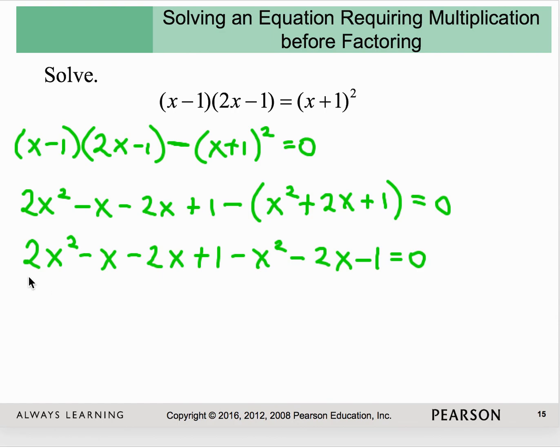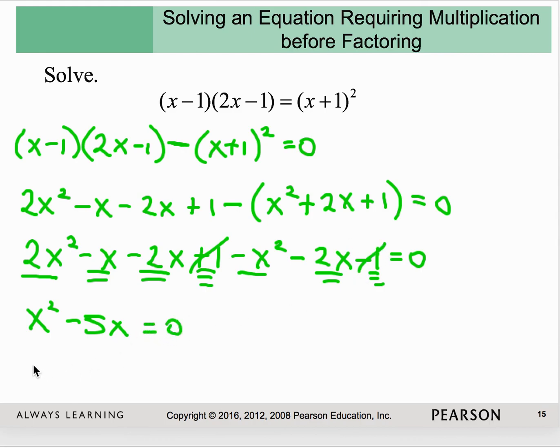Okay, I'm going to combine like terms. Here's a 2x squared minus x squared. So I wound up with x squared. Here's a minus x minus 2x minus 2x. So that's minus 5x. And here's a plus 1 minus 1. So that's gone.